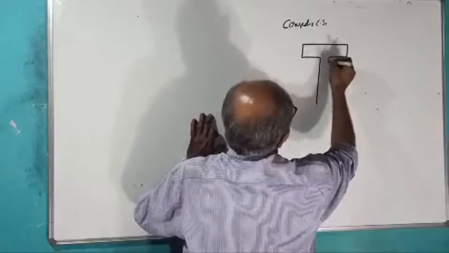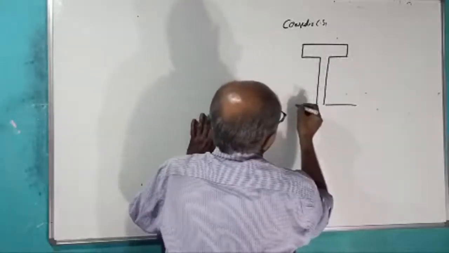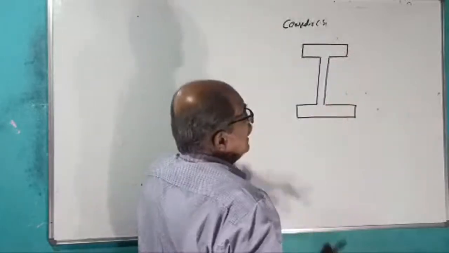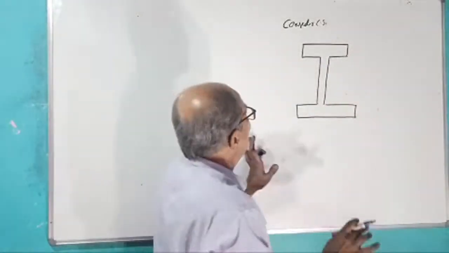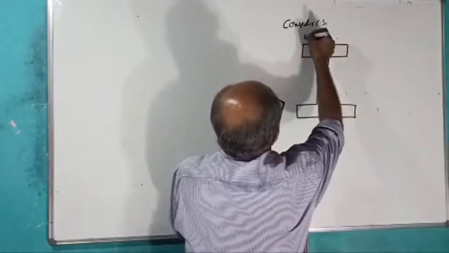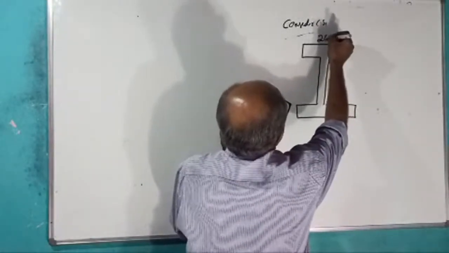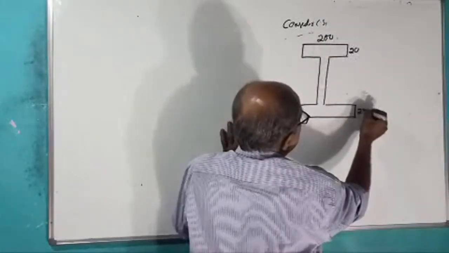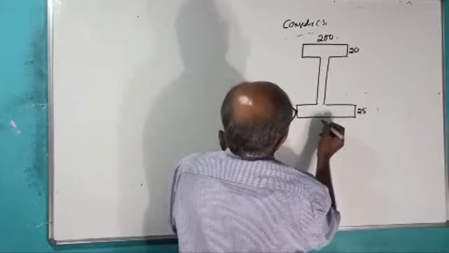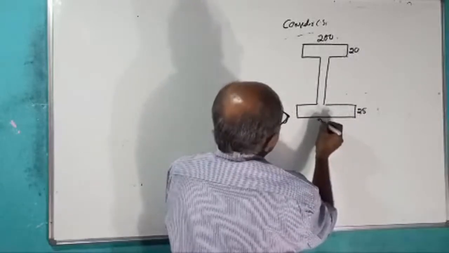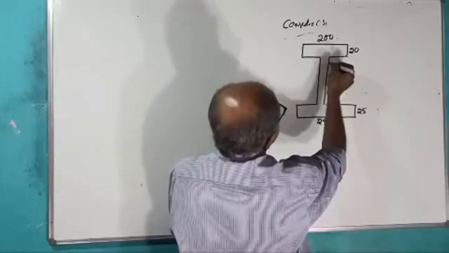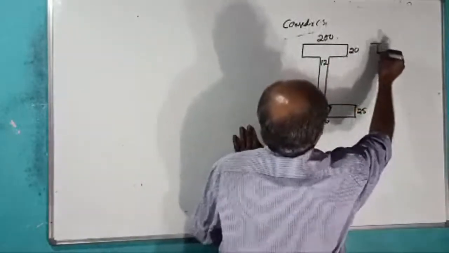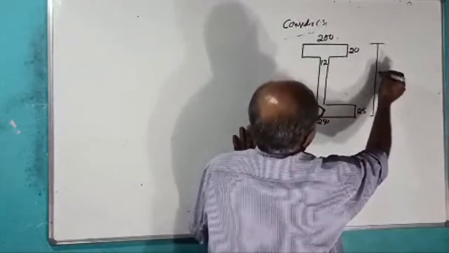Random values. Remember now, the purpose is to give a very thorough idea. Upper side smaller, lower side bigger I will make. Okay, now, this width is 200 millimeter. This thickness is 20 millimeter. This thickness is 25 millimeter. This width is 250 millimeter. And this thickness is 12 millimeter. Okay, now, the total depth of the beam is 500 millimeter.